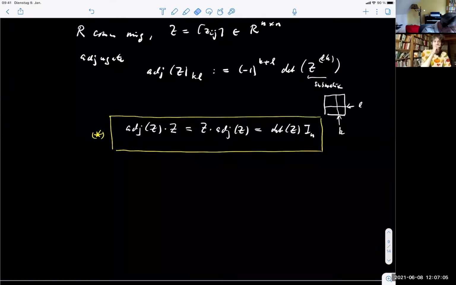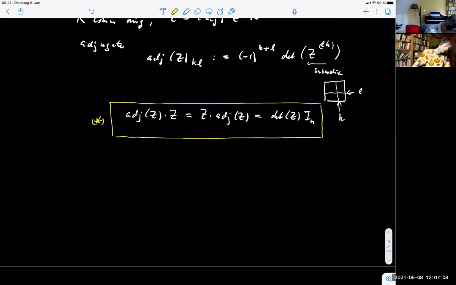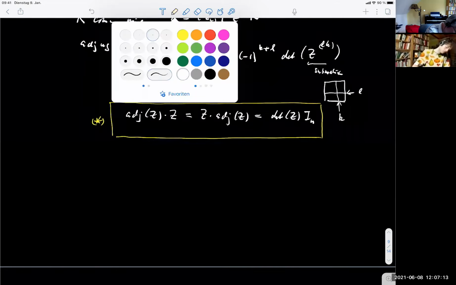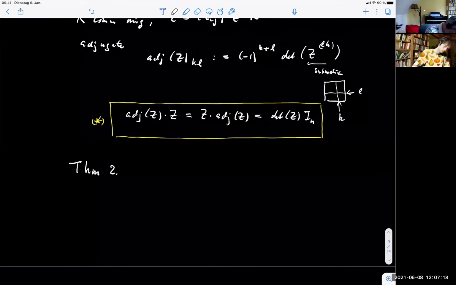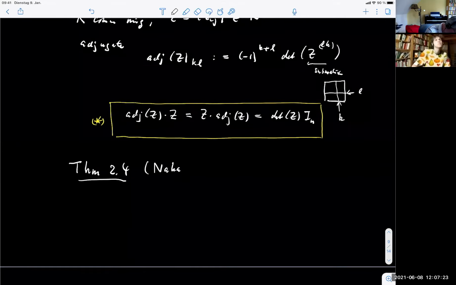So here is Nakayama's lemma. Theorem. In Atiyah-Macdonald it is 2.4, and this is Nakayama's lemma. As usual, if theorems are named after mathematicians, it's not quite correct. Apparently Nakayama said it's not due to him. It was known earlier, but anyway, it just has this name.